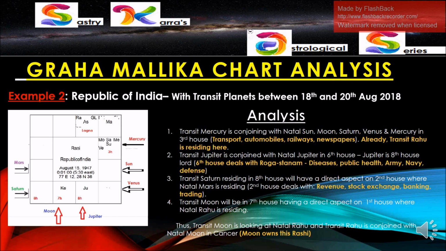Mercury is the second house lord. Second house deals with state treasury. So as I said earlier, something pertaining to transportation will have an impact on the state treasury, or vice versa. And remember, transit Rahu is already here. So whatever is going to happen will be a big surprise and not predictable because of Rahu's impact on that particular house.